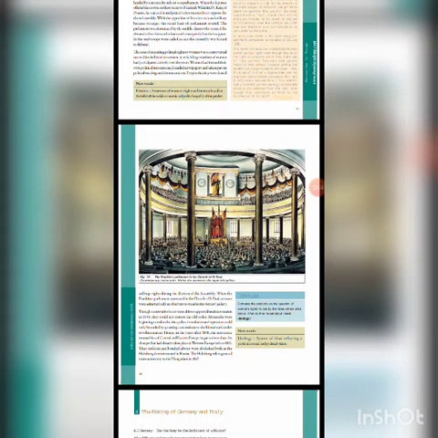Monarchs were beginning to realize that the cycles of revolution and repression could be ended by granting concessions to the liberal nationalist revolutionaries. The making of Germany and Italy.